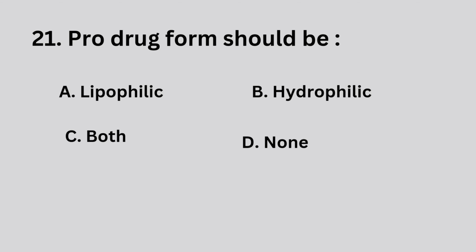Next question. Prodrug form should be option A, lipophilic, option B, hydrophilic, option C, both of them, and option D, none of them. Correct answer is option A, lipophilic.